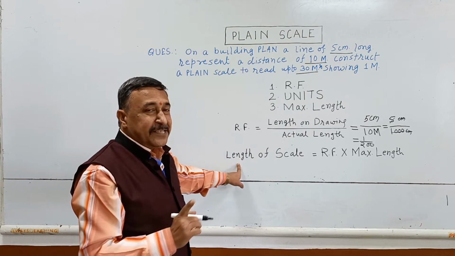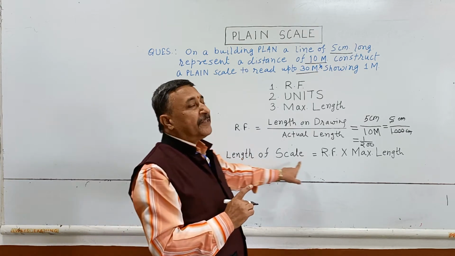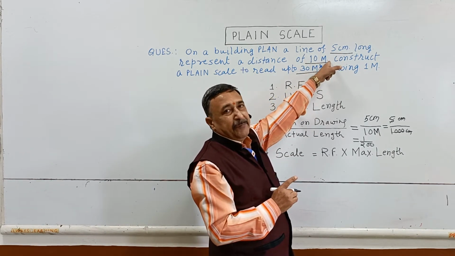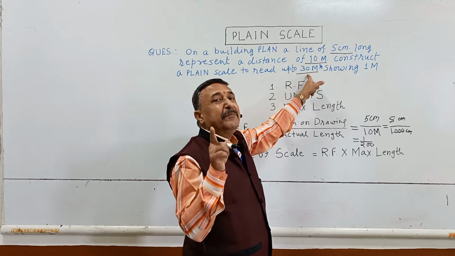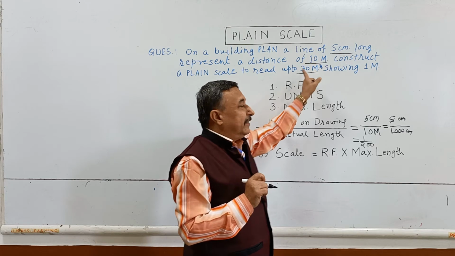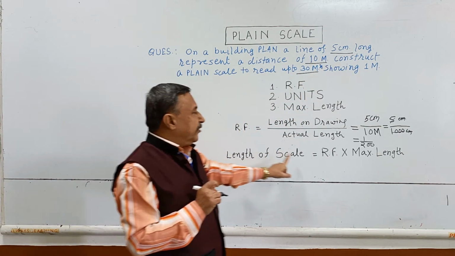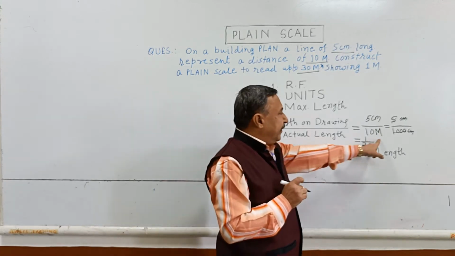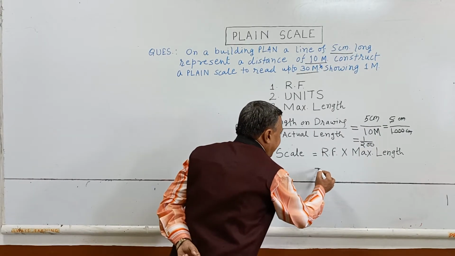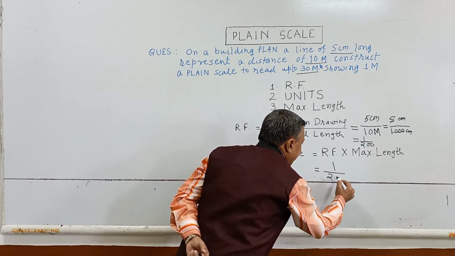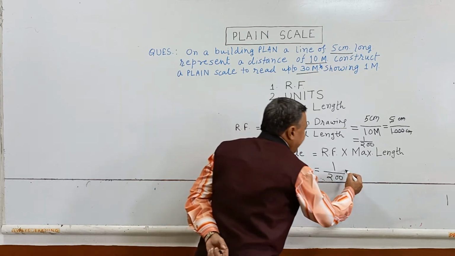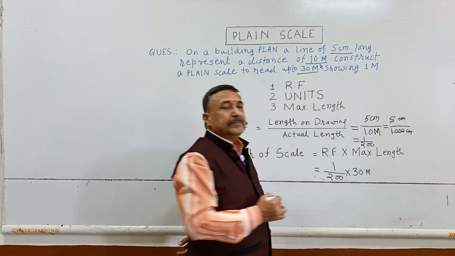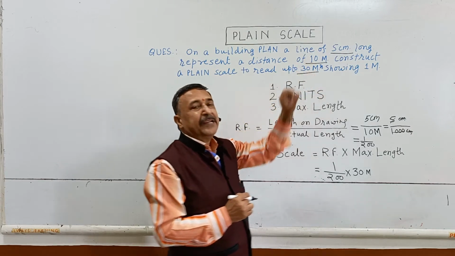Now the second step is to find the length of scale. This is very important, because if 5 cm represents 10 meter, then for drawing a scale of 30 meter, what is the length of the scale? That we should find. Length of scale is simply RF multiplied by maximum length. Our RF is calculated here, and it is multiplied by the maximum length, that is 30 meter.